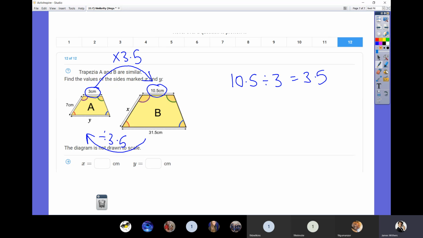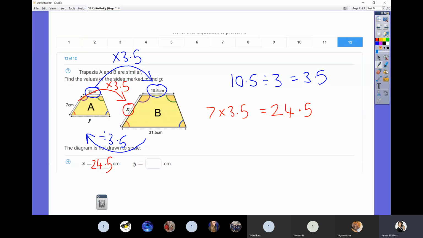Now, the first thing I've got to do is work out X. That's the bigger length, isn't it? That's on the bigger shape. So as I'm going left to right, I'm going to have to multiply by 3.5. So 7 multiplied by 3.5 is 24.5. So that's the answer for X.